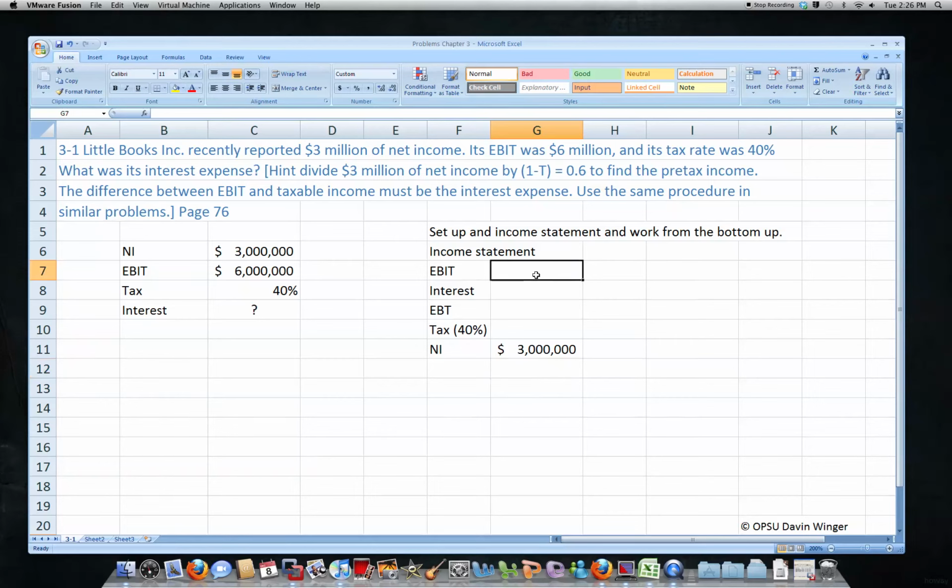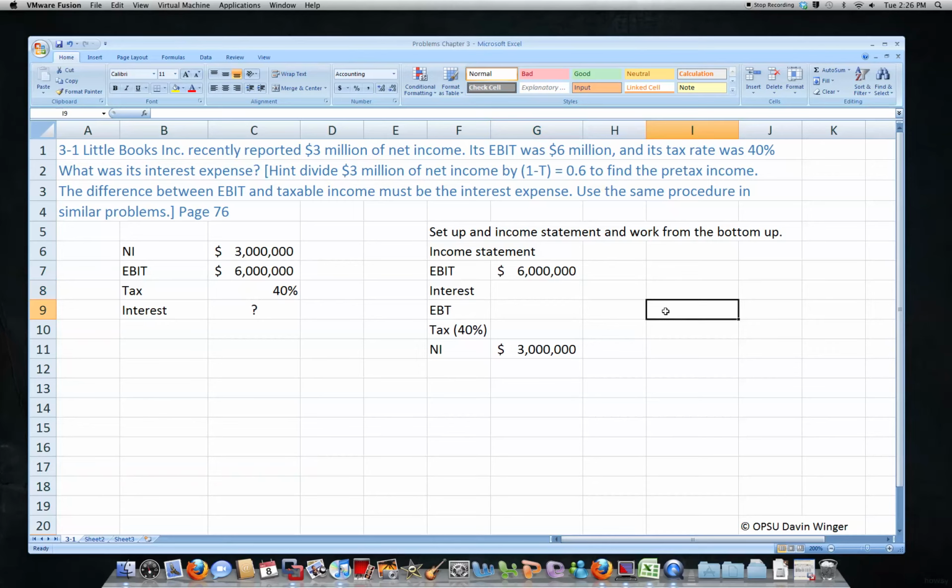Our earnings before interest and taxes is also a given. So we have that. Now we need to find our earnings before taxes, and we have our tax rate as a given. The problem tells us to divide $3 million of net income by 1 minus the tax rate, which equals 60%, to find our pre-tax income. That would be our earnings before taxes.